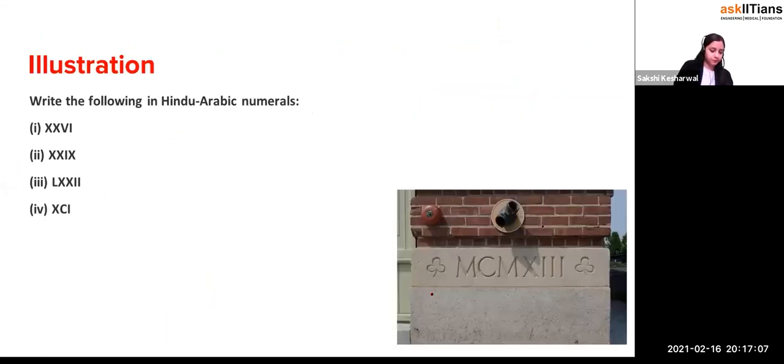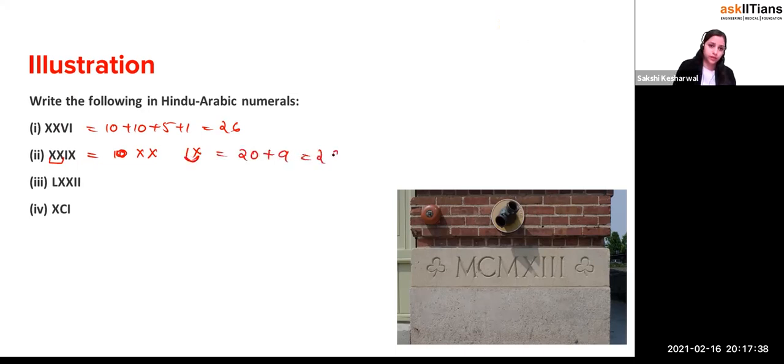Coming to this: write the following in Hindu-Arabic numerals, right? So let's do this. Okay. It says XXVI, that is 10 plus 10 plus 5 plus 1, which is equal to 26, right? It says XXIX, so you take XX as common once, and IX is equal to 9, right? Yes, this is equal to 9, so it is 20 plus 9, which is equal to 29, right?